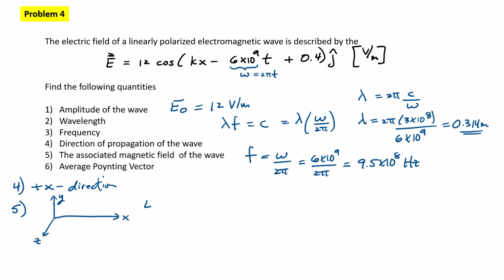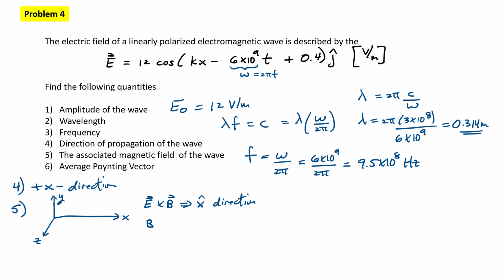Remember that we have the relationship that E cross B has to give us something along the propagation direction, which in this case is along the x direction. This helps me think about the direction of the magnetic field. First of all, it must also be perpendicular to the electric field, so it cannot be along the y direction. It must be either along the positive z or the negative z direction.